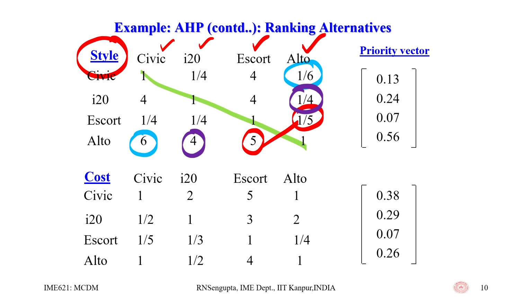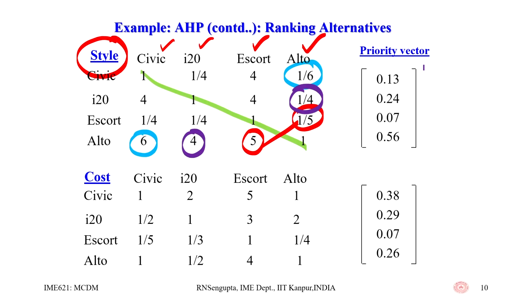He or she does this for style, and the priority vectors are found out in the same way: first normalizing along the columns so the sum is 1, then finding out the average, then finding out lambda max, repeating the same set of steps for the criticality index, criticality ratio and so on. For that, the priority vector for style when comparing all the 4 alternatives is given here.